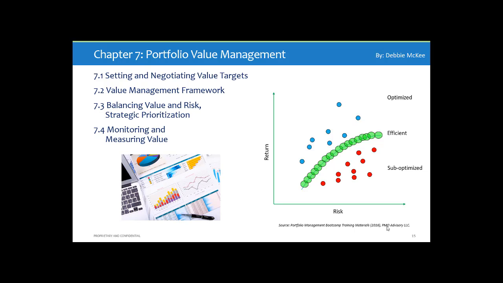There are four main sections in this chapter: setting and negotiating value targets. The portfolio, depending on the organization, can have very different goals. So what's value in one organization may not be value in another.